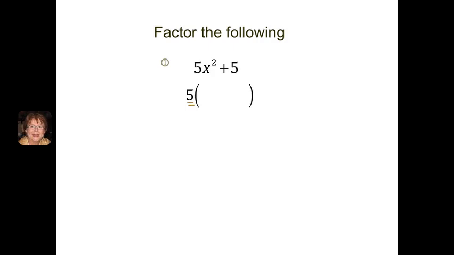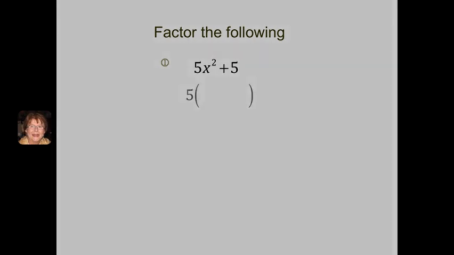So you place that number, then you place a set of brackets. The next step is to find out what you are going to multiply 5 by in order to get 5x squared plus 5. Why don't you think about that for a minute, and I'll show you in the next slides.